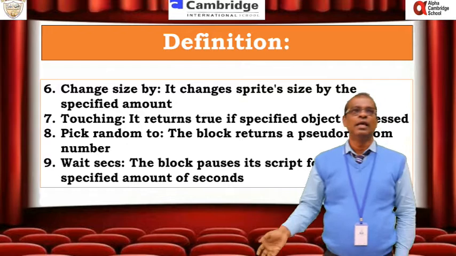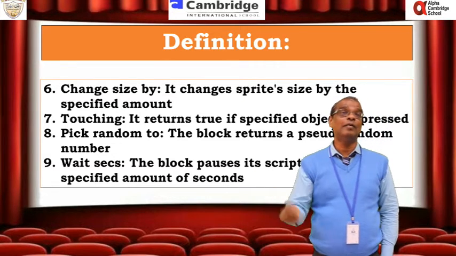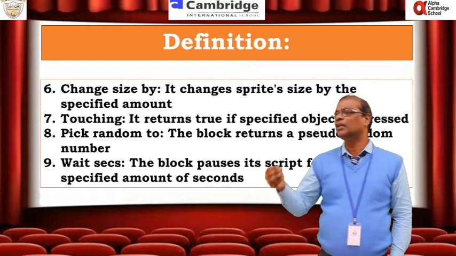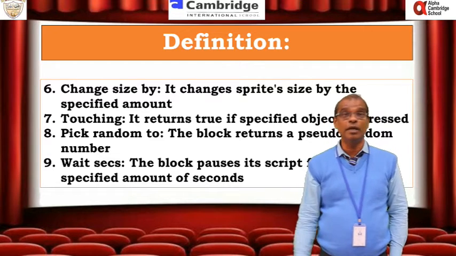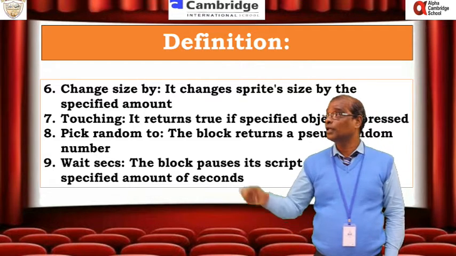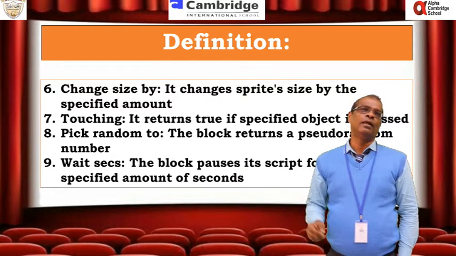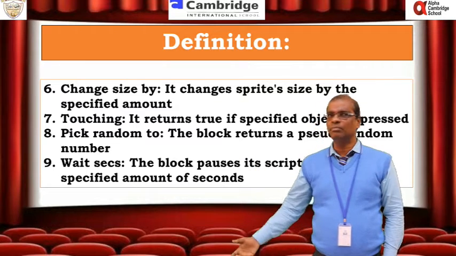Random means what? It will give any random number. For example, if you want to generate a random number between 1 and 100, whatever number is available within 1 to 100 will be displayed. It may be 10, it may be 20, it may be 55. But the condition should be 1 to 100, or whatever range is specified. So pick random returns pseudo random numbers. It may be any number.